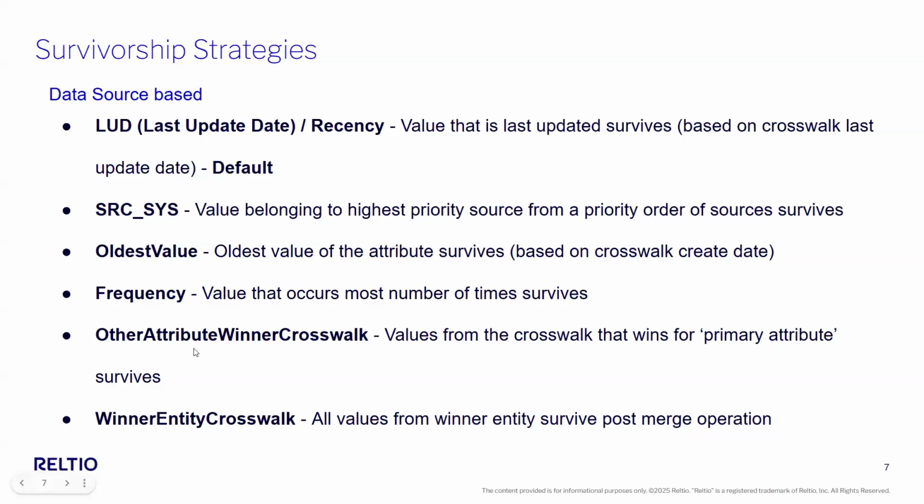And then we have other attribute winner crosswalk. Sometimes the data is best explained with an example. Assume that we have a phone number, and then there's a status for the phone number, whether it is verified or not. And assume that there's also a country code for the phone number. All of these 3 fields come from the source system together. So when a source system provides the data, it gives you the phone number, the status of the phone number, and the country code. All of these 3 values come together.